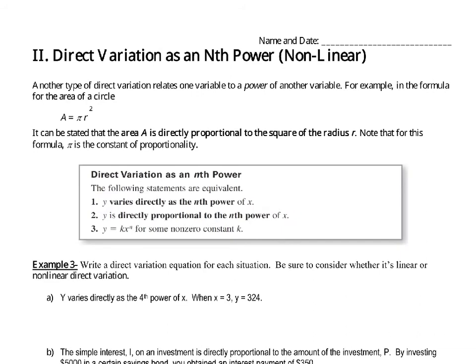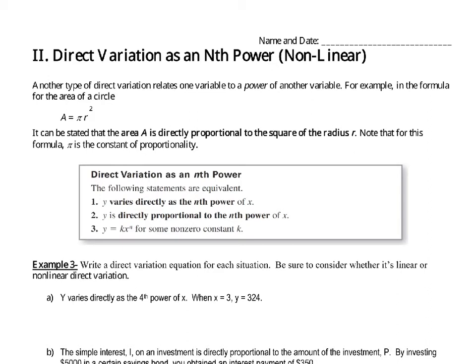In part 2 of this lesson, we will now take a look at nonlinear direct variation. The only difference as opposed to linear direct variation, as you may have guessed, is that the graphs of these functions will no longer be straight lines. However, they still will pass through (0, 0).